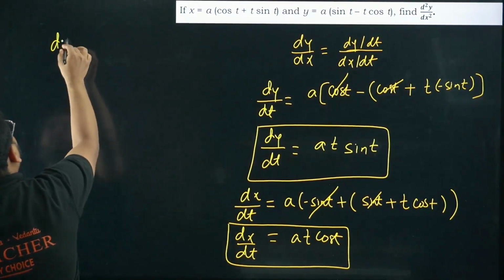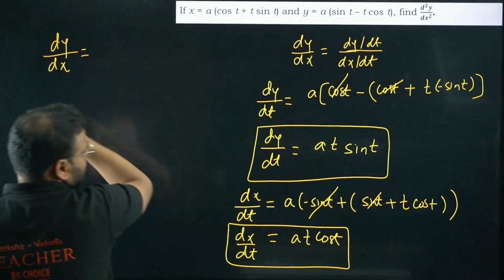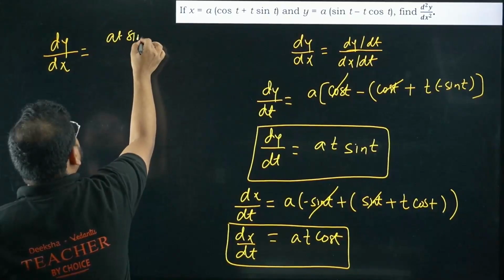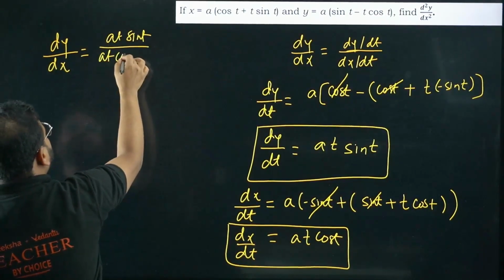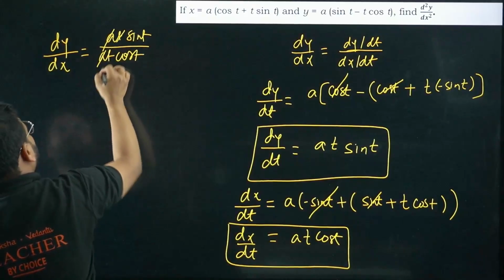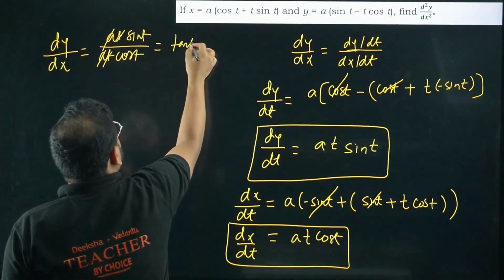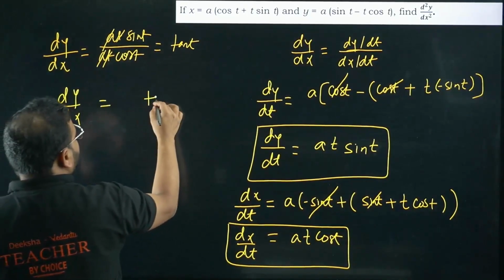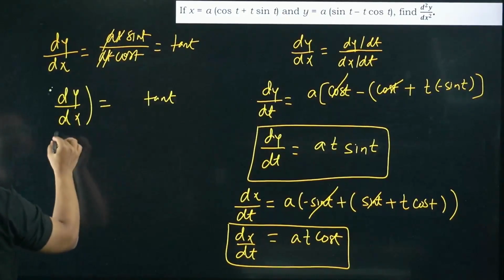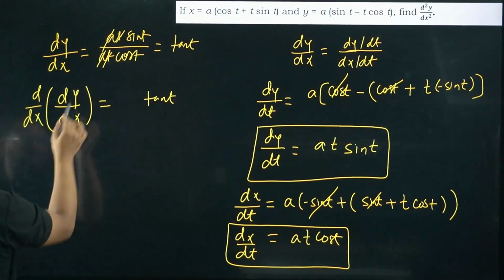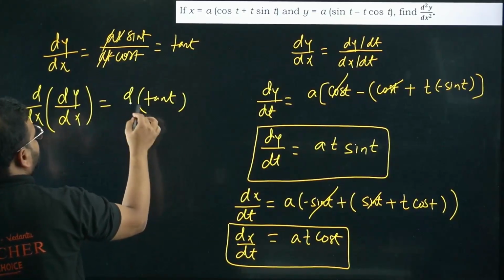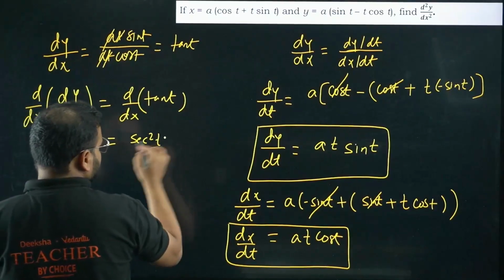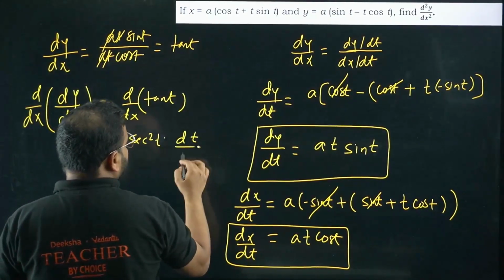Now look for your value for dy by dx now. So this will become ratio of these two, so a t sin t divided by a t cos t, a and a gone, t and t gone, I get simply tan t. So now I am having dy by dx as tan t. I want to take the second derivative of this. So take here d of dx of dy by dx, and over here same will take d of dx of tan t. So we get sec square t times d of t by dx.